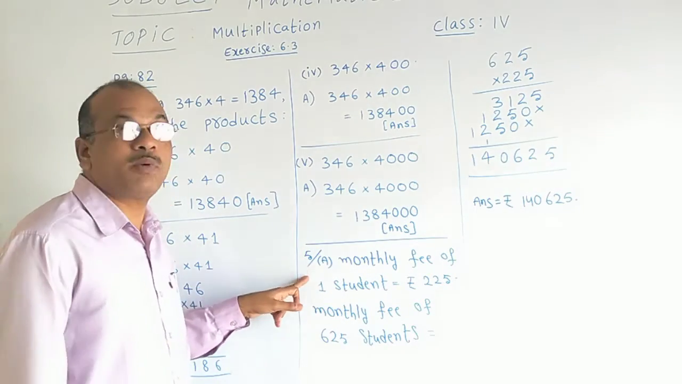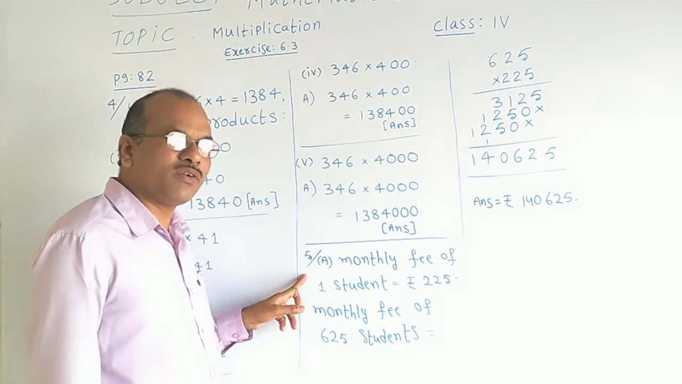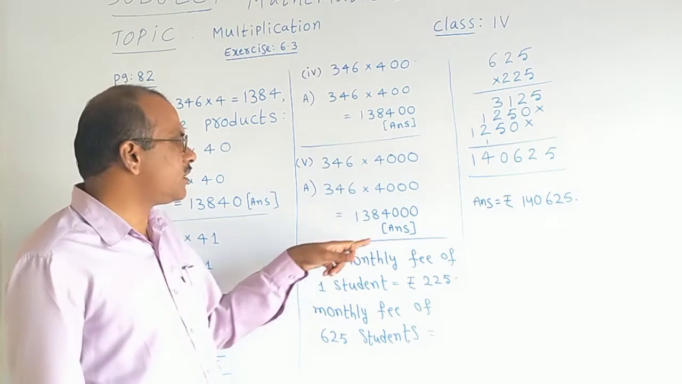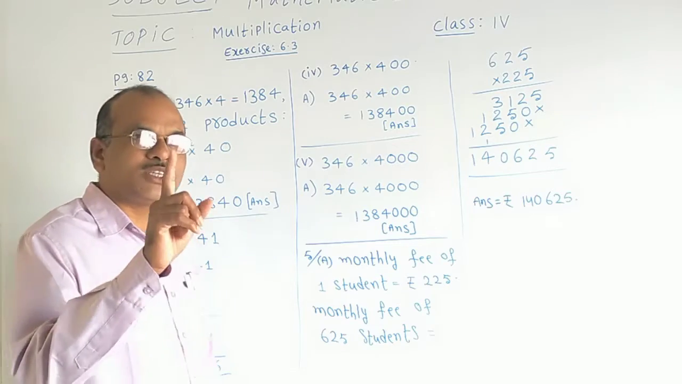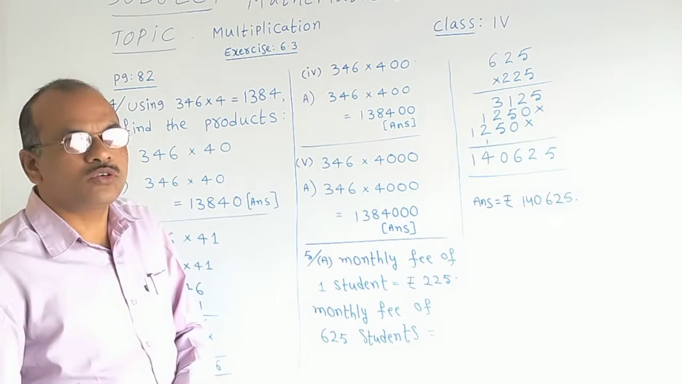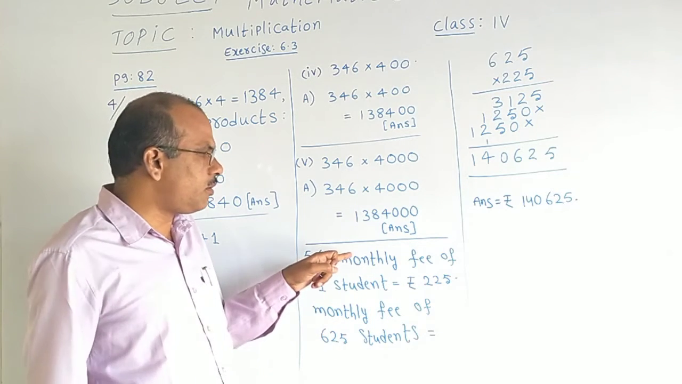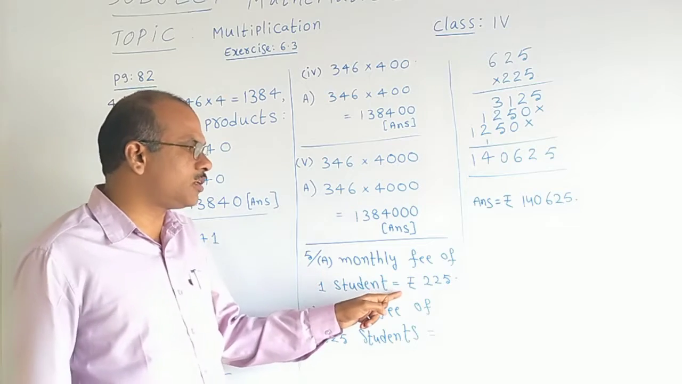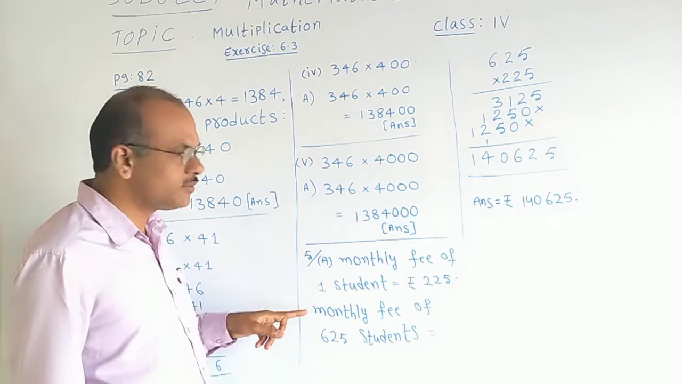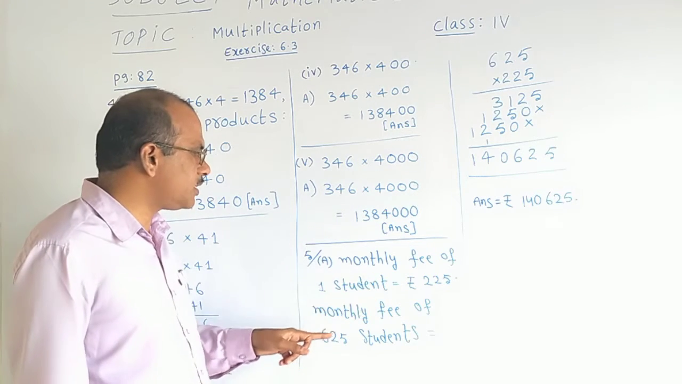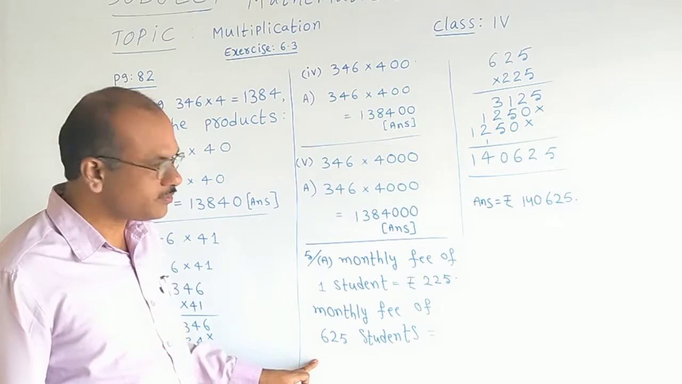Then we will go for a verbal sum on the same page, page number 82, sum number 5. See once, all of you: monthly fee of one student. There is a school, it seems, where the students' monthly fee to be paid to the school is 225 rupees. Monthly fee of one student is equal to 225 rupees. Then he asked us to find the monthly fees of 625 students of the same school.